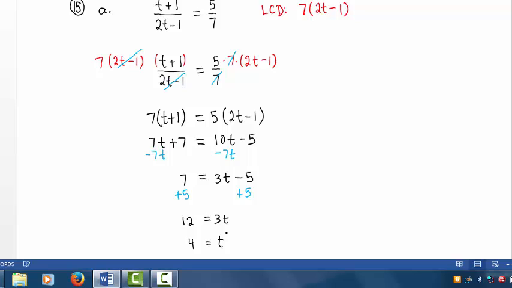Of course we should check our work. If I take this 4, the value of t, and put it here and here, what do I get? I get 5/7, a true statement. Therefore, t equals 4 is the correct solution.